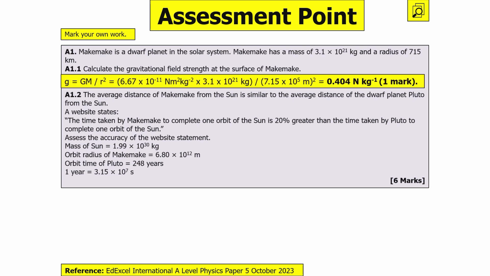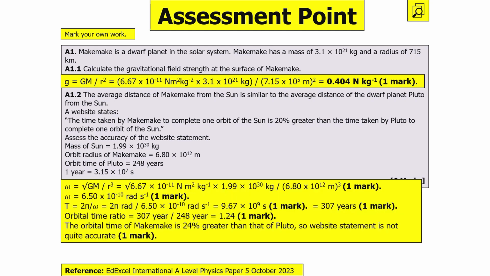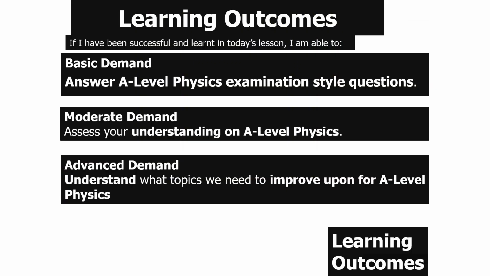Right, we know g is equal to GM over r squared, pop in all the values, and we get 0.404 newtons per kilogram. We know that omega is equal to the square root of GM over r cubed. Pop in all the values, and omega is equal to 6.5 times 10 to the minus 10 radians per second. T is equal to 2 pi over omega, so that equals 9.67 times 10 to the 9 seconds, which is 307 years. So our orbital time ratio between Makemake and Pluto is 1.24. So therefore the orbital time period of Makemake is 24% greater than that of Pluto, so the website statement is not quite accurate.